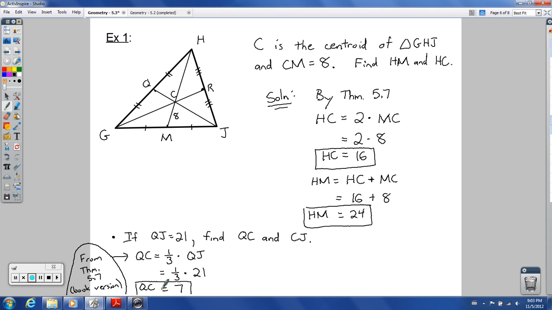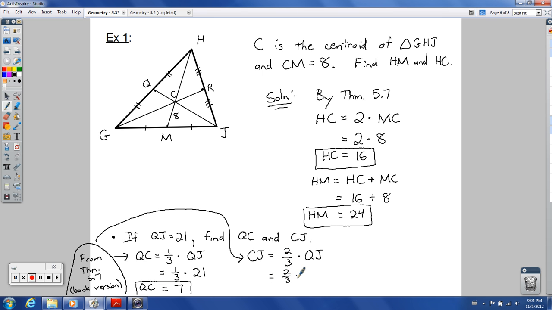Once I know QC, then I could say it's just going to be 7 times 2. I could go back to what I was saying here, or you could say that CJ is 2 times bigger than QC, or I could say CJ is 2/3 of the whole thing. This is another way to think about it. So this is again from 5.7, the book version, that I'll make a little line over here. So this is 2/3 times QJ, the whole thing. Again, you could also think of this as it's 2 times QC. That's another way to get the answer for this one.